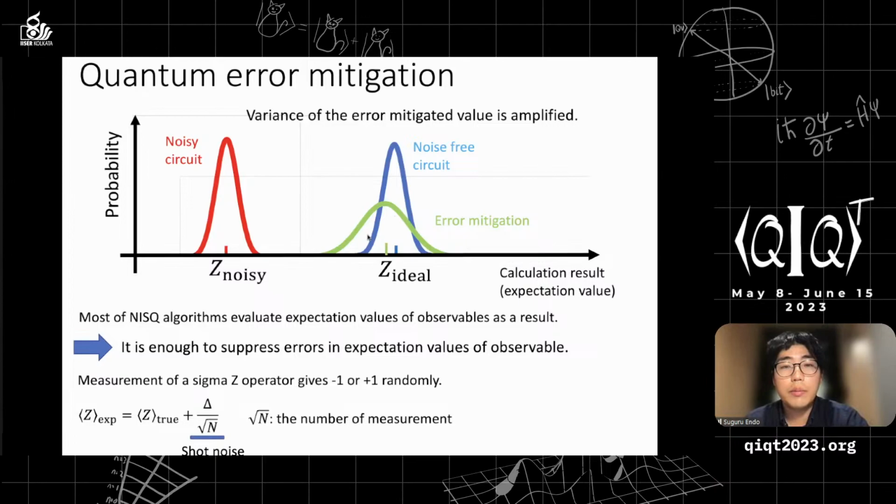So suppose the horizontal axis is a calculation result. Basically, quantum error mitigation considers the expectation value of the observable. So considering the VQE, it can reduce the error for the expectation value of the Hamiltonian energy. And suppose the horizontal axis is the expectation value of the observables, such as energy in the VQE calculation, or something like that. And the vertical axis is the probability.